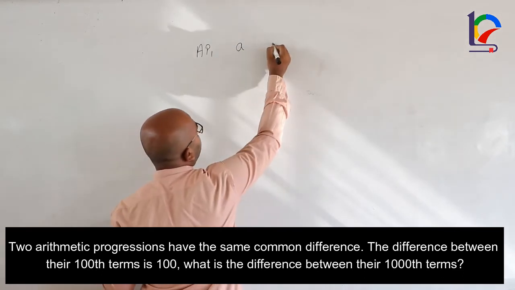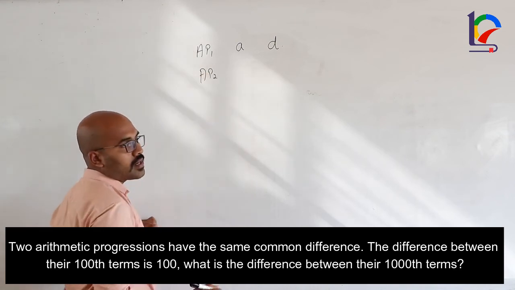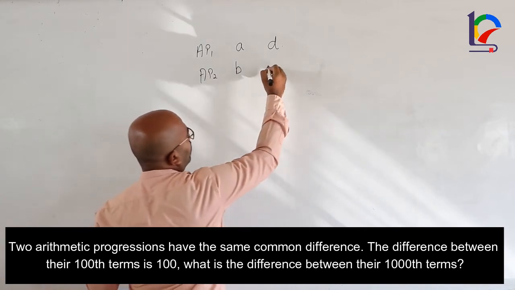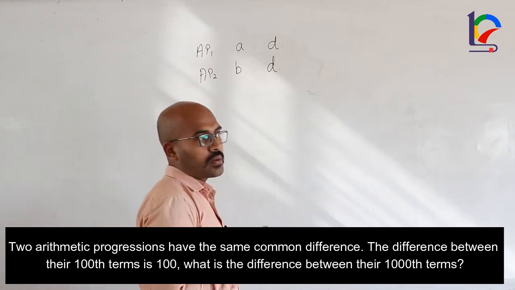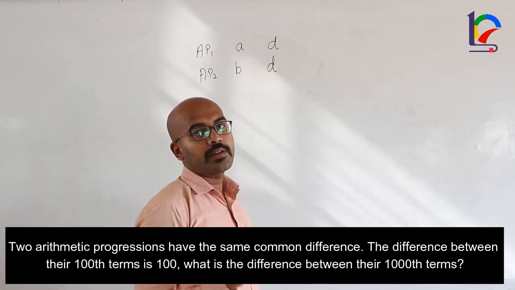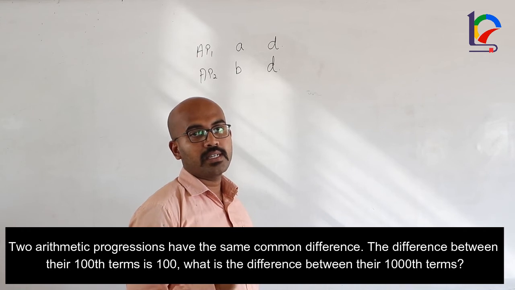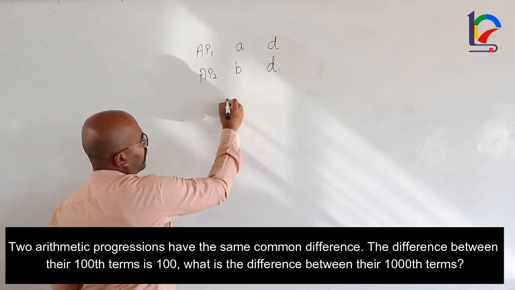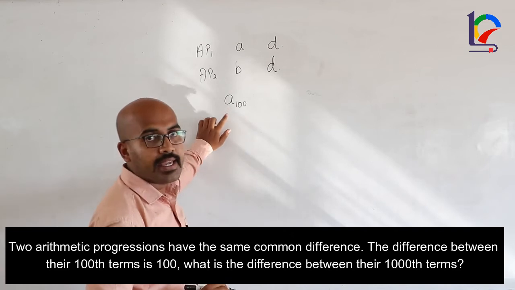Its common difference is d. I take AP 2. Let the first term be b. As I have given, the common difference is the same. So, the first condition they have given is that the difference between the 100th terms of both the APs is 100. For the first AP, I can write the 100th term as a100.